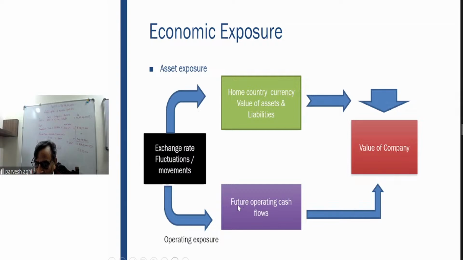So if the future operating profits are going up because of the favorable movement of the currency, your cash flows will go up. And when you discount them, your value of the company will go up. But the other way around, if your future operating cash flows are adversely impacted because of the foreign currency fluctuations, it will result in lower value of the company. And then if the value of the company falls, that means the share prices have gone down for the company.